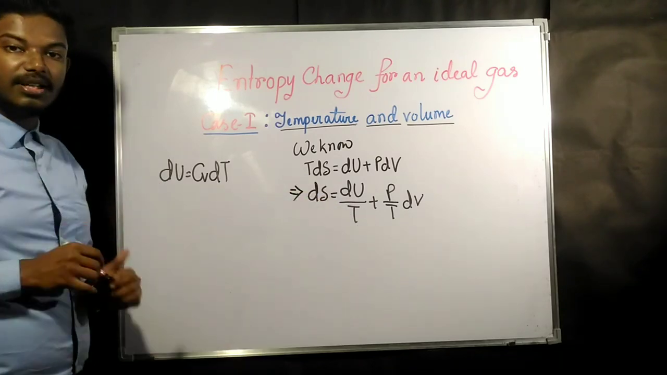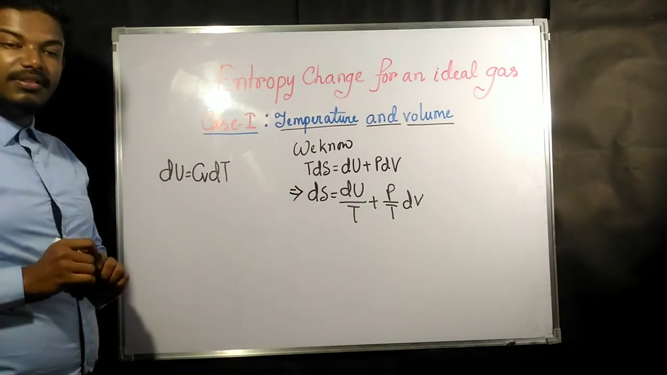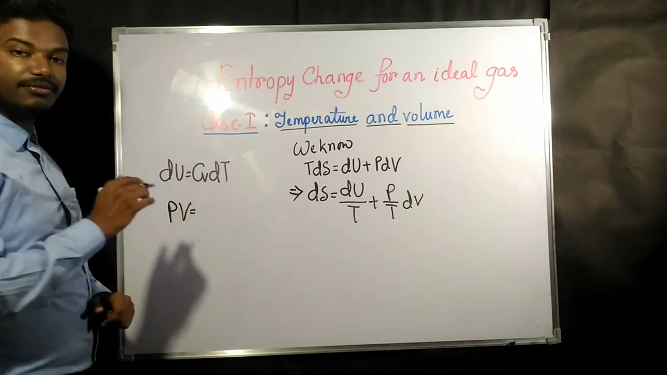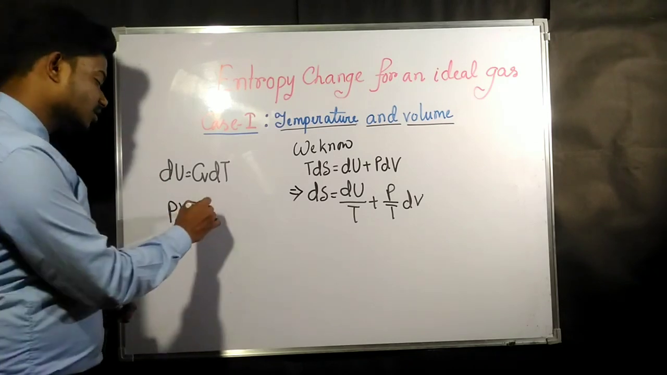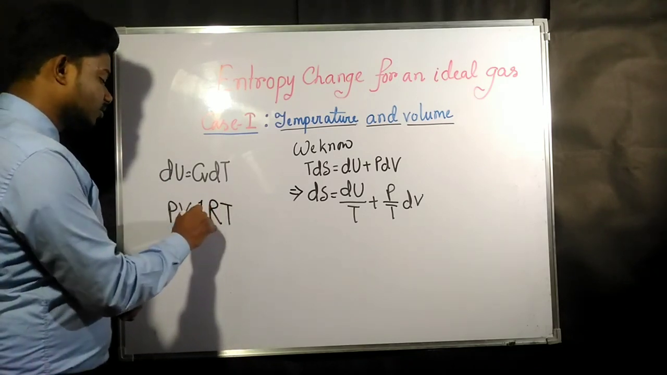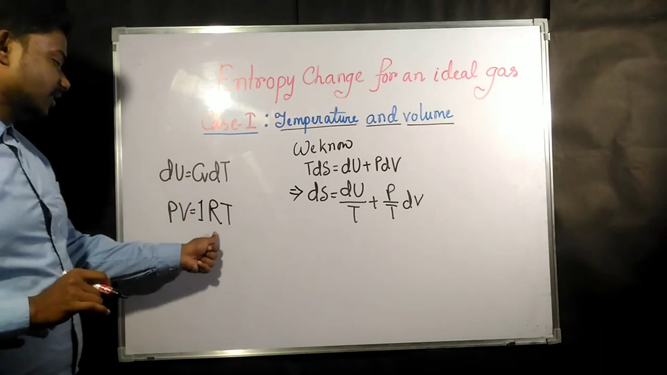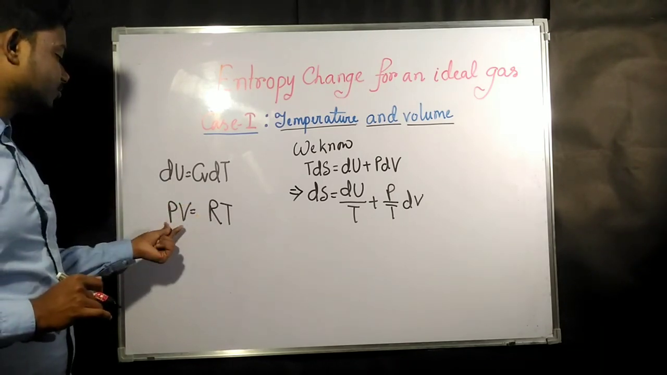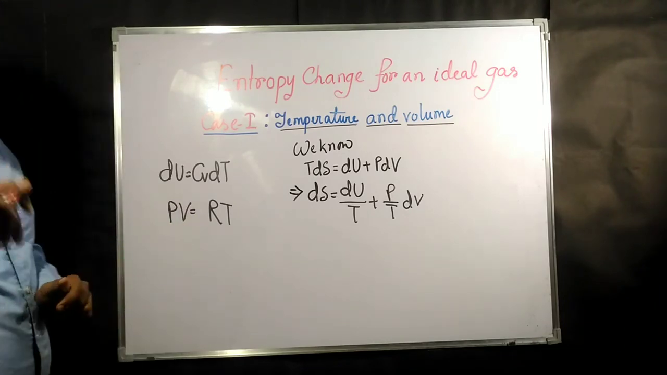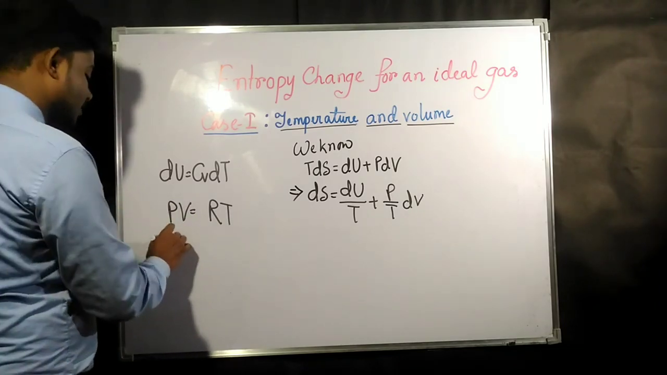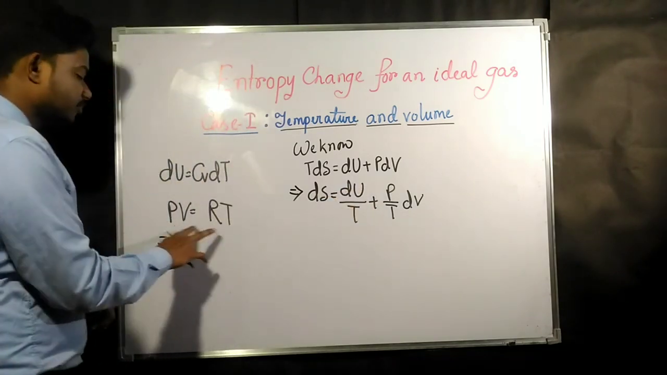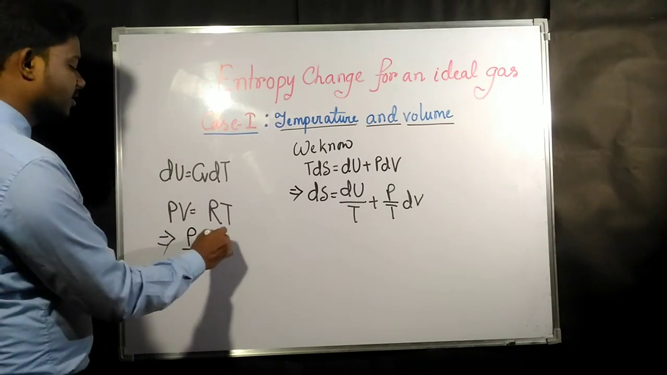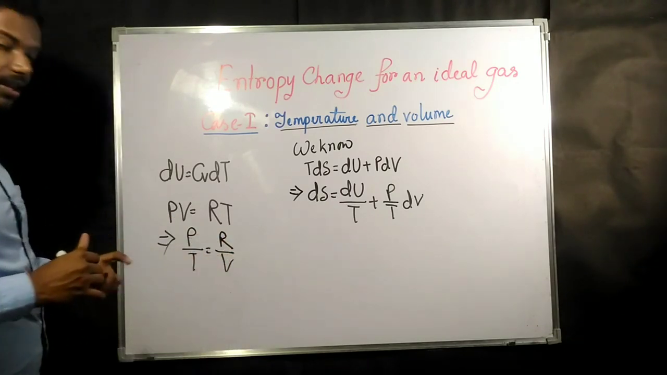And if you remember that PV equals mRT, for unit mass m is 1, so it is not going to matter here, and we get PV equals RT for unit mass. Now here the expression is P by T. From this equation, if you take out P by T, it is going to give you R by V.